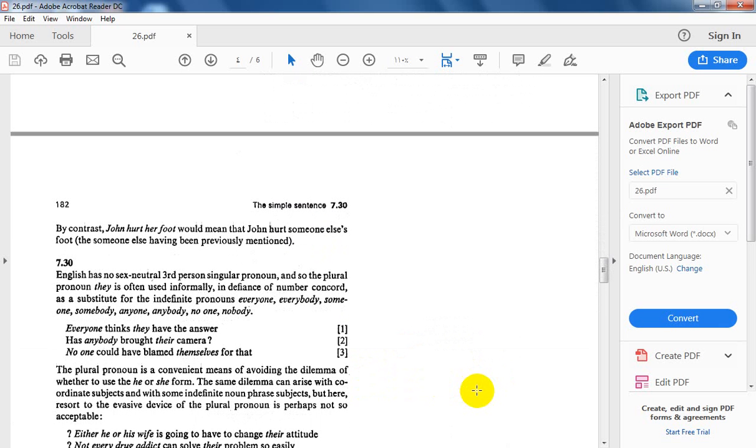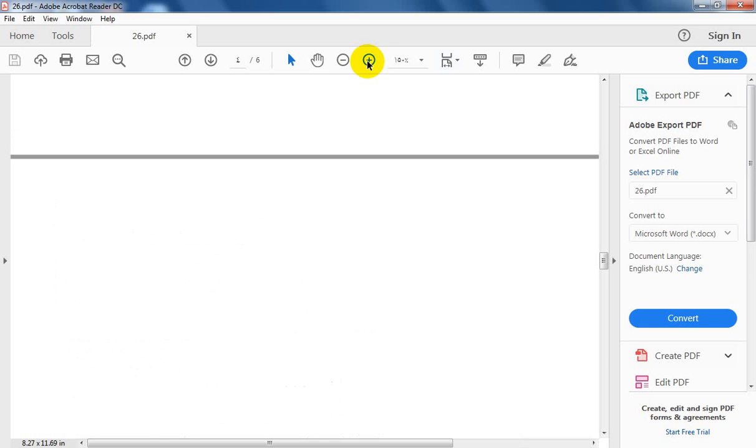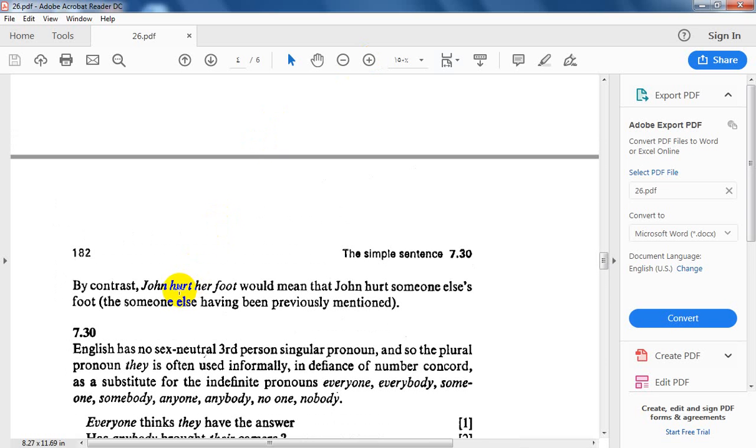By contrast, I have another sentence: John hurt her foot. This is an ambiguous sentence, but I can disambiguate it by saying maybe John hurt someone else's foot, perhaps his sister's foot or so.